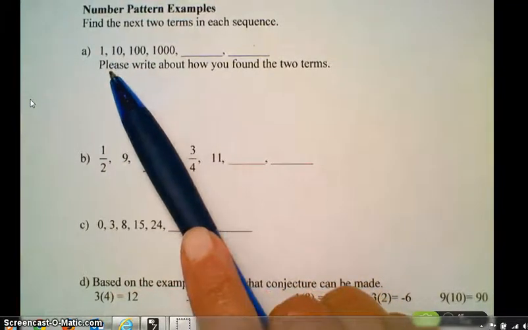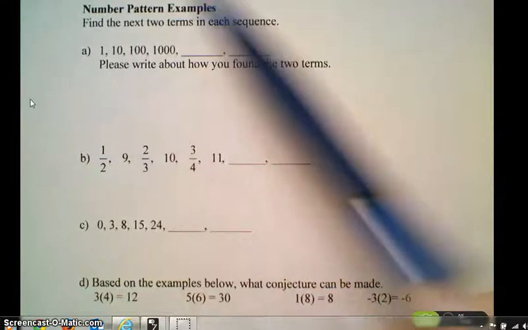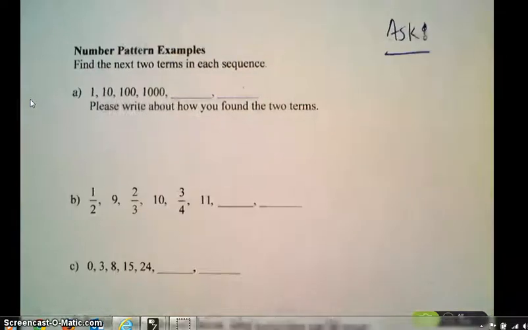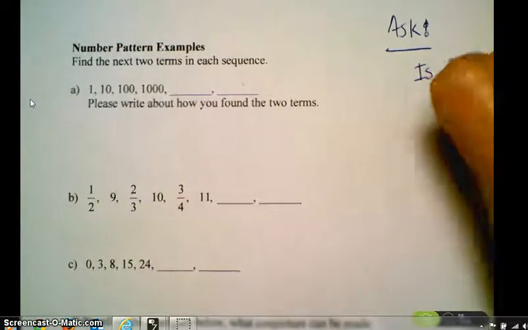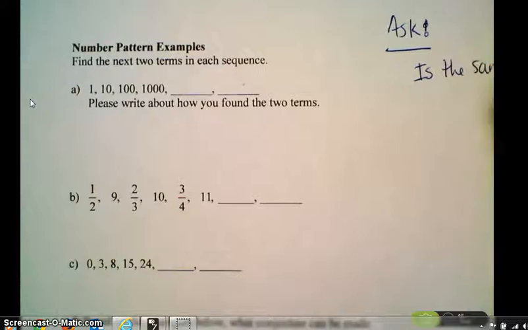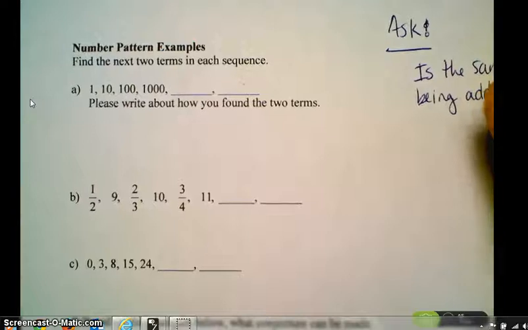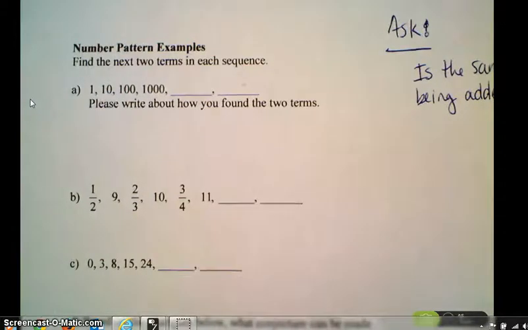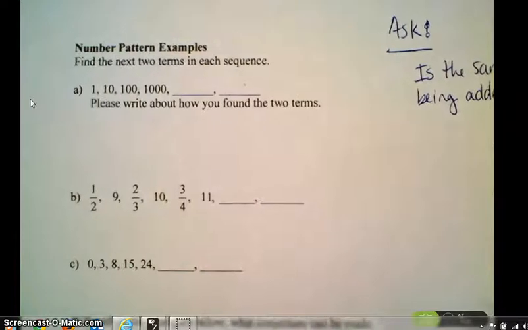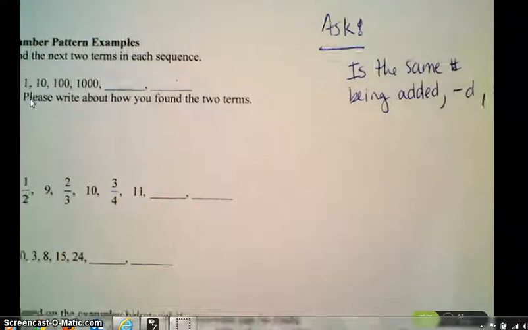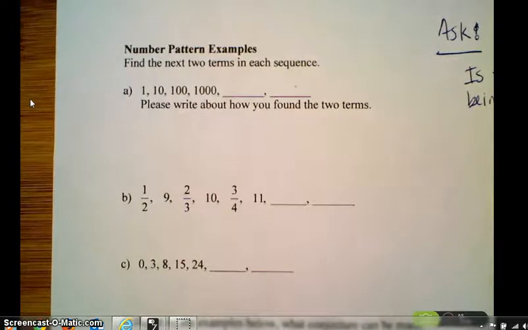And so I ask myself, is the same number being added? Subtracted? Multiplied? Divided? Okay. Is there a pattern in the addition? Is there odds? Are there evens? What's going on?